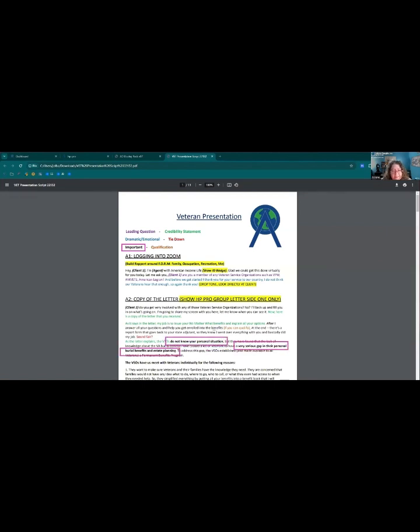As the letter explains, the VSOs do not know your personal situation. And they have found a very serious gap in their personal burial benefits and estate planning. So we want to slow down and emphasize those words. They're important for a reason.